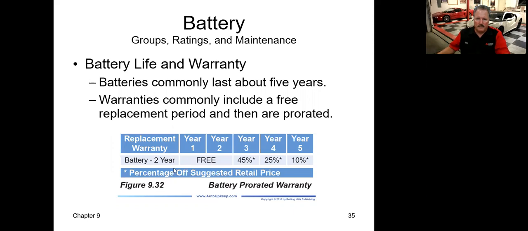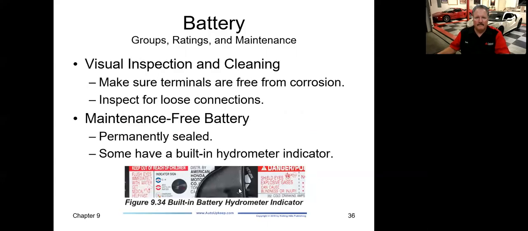They're giving you an explanation here on a 5-year battery. And if you used it 4 years, you'd get 25% credit towards a new battery. Okay, that's called prorated. That's what they call it. Make sure your terminals are free from corrosion. Maintenance-free batteries are permanently sealed. Some batteries have a hydrometer on the top where you can see the status of the battery.